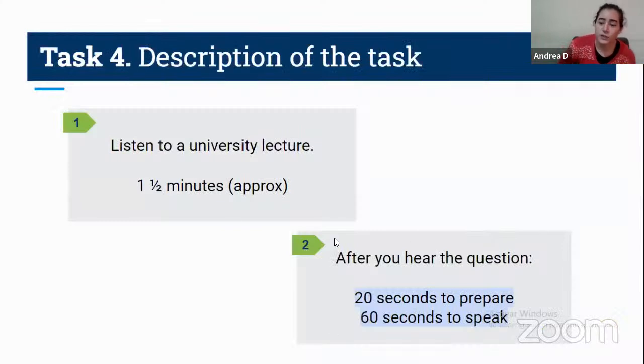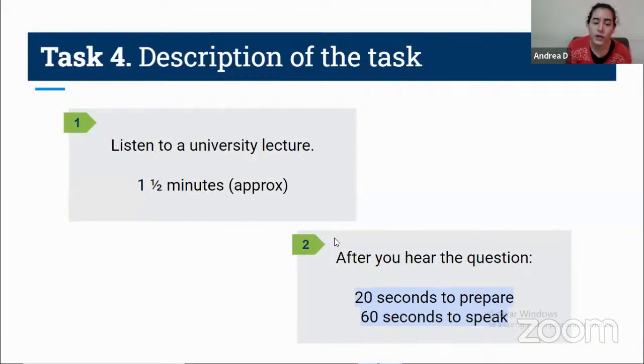So actually the structure is pretty simple. This is what you guys are gonna have to do. You're gonna listen to a university lecture. So you're just gonna listen to an audio file. It lasts approximately 1.5 minutes. And after you listen to that lecture, you're gonna have to summarize it.